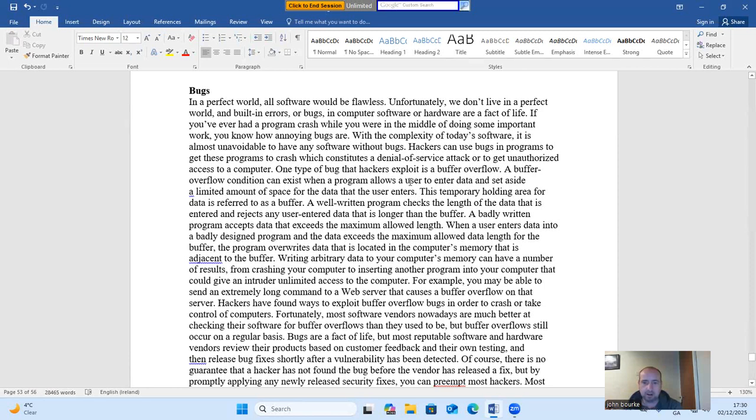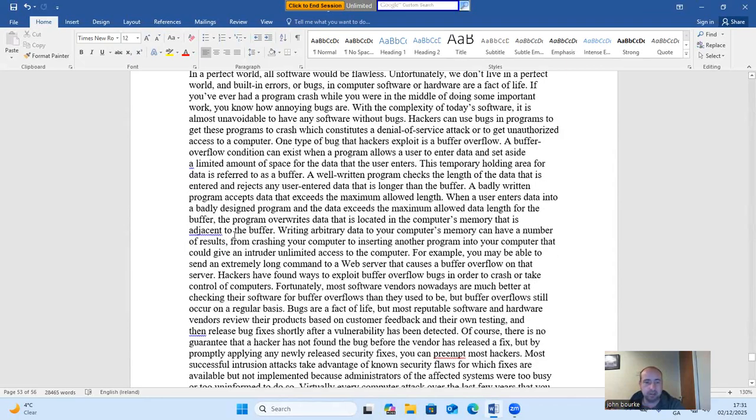One type of bug that hackers exploit is a buffer overflow. A buffer overflow condition can exist when a program allows a user to enter data and sets aside a limited amount of space for the data that the user enters. This temporary holding area for data is referred to as a buffer. A well-written program checks the length of the data that is entered and rejects any user-entered data that is longer than the buffer. A badly written program accepts data that exceeds the maximum allowed length. When a user enters data into a badly designed program and the data exceeds the maximum allowed data length for the buffer, the program overwrites data that is located in the computer's memory that is adjacent to the buffer.